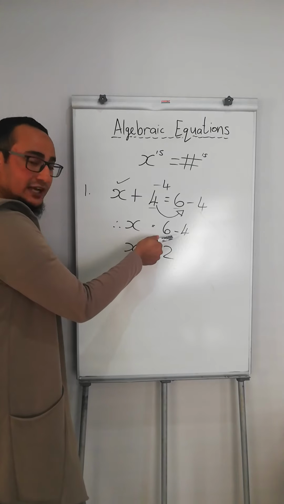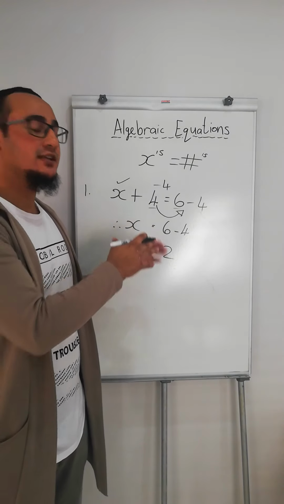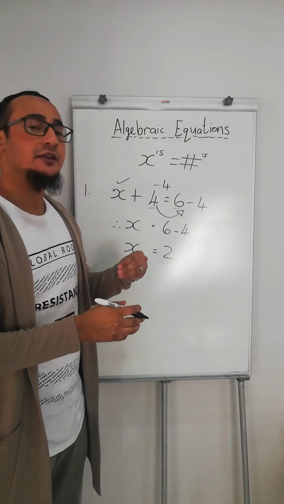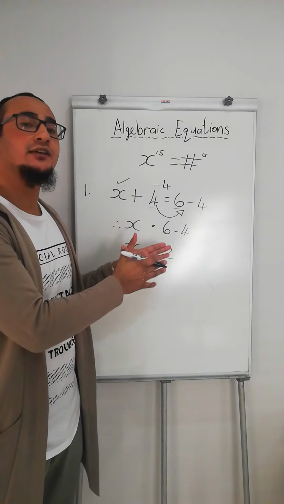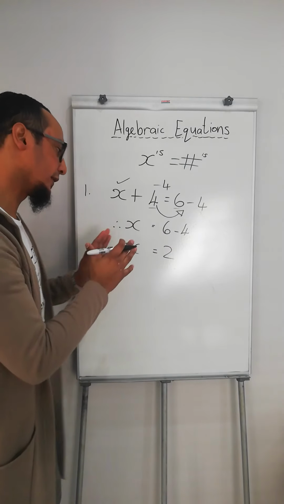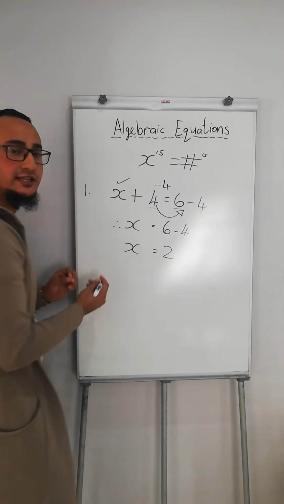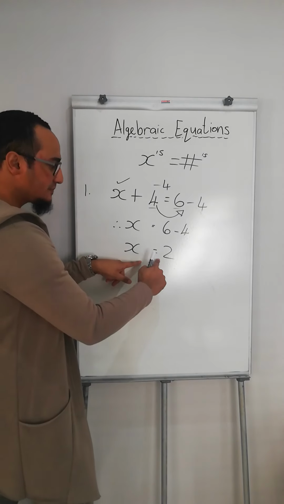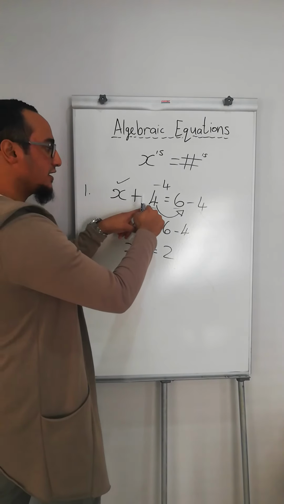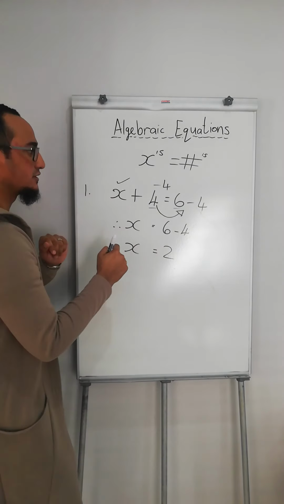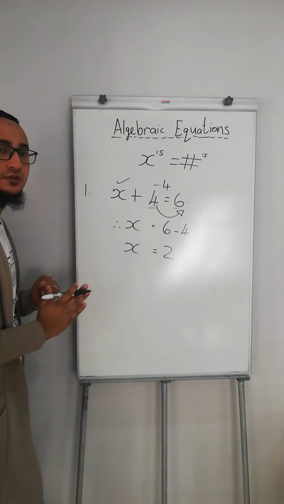Notice how the 4 becomes a negative. That is not mathematically correct, but because most learners understand it that way and most teachers teach it that way, I'm going to do exactly the same, but with a disclaimer. Okay, now I told you at the beginning that an equation is a balance. I'm going to substitute my 2 into x over here. 2 plus 4 is equal to 6. And what was my answer equal to? My answer was equal to 6.